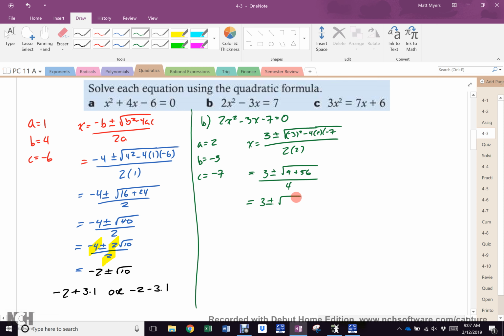Three plus or minus the root of 65 over 4. Does 65 simplify? No, because it's 5 times 13. So are we done? Math class answer or physics class answer? Math class answer. What approximately is the physics class answer?